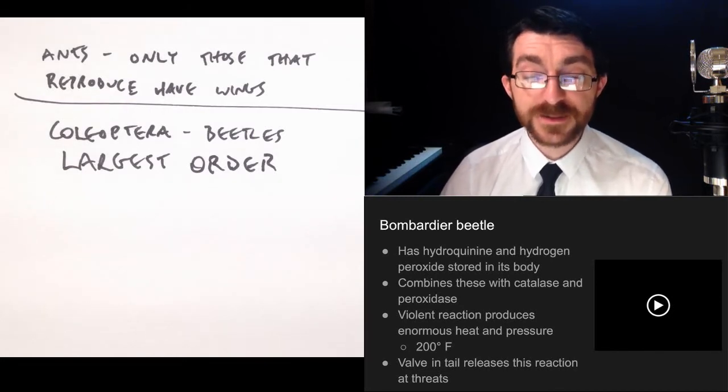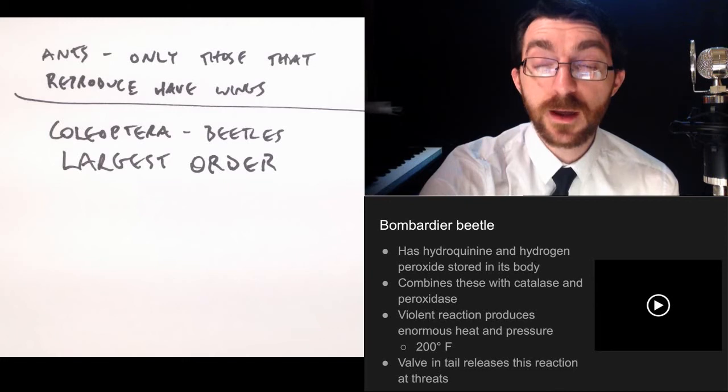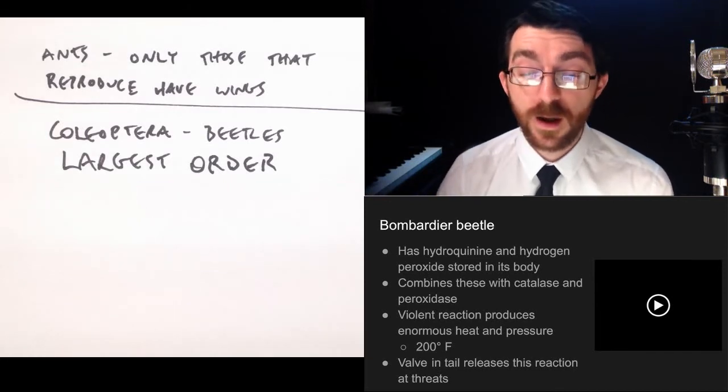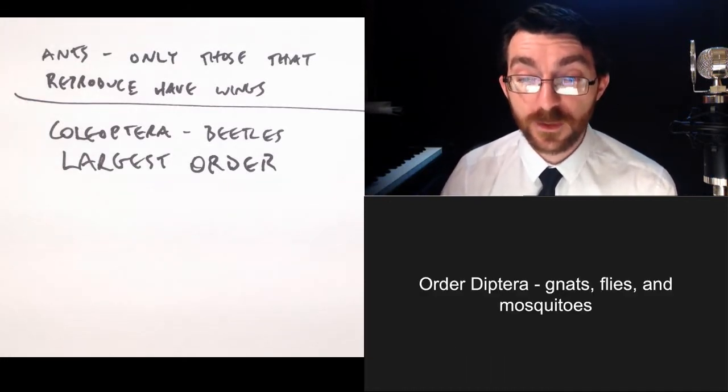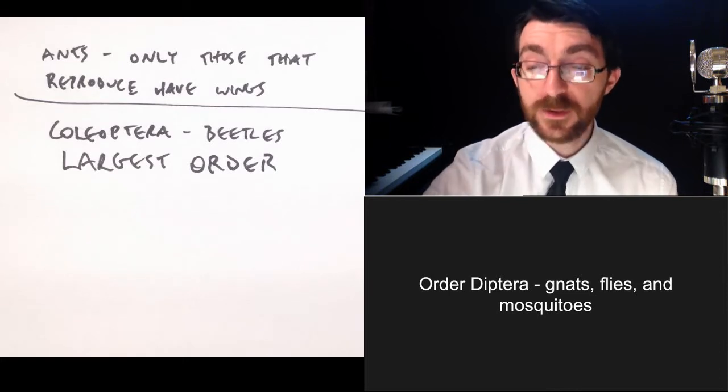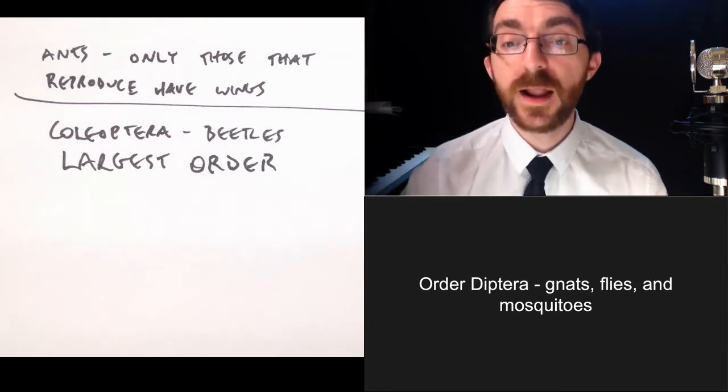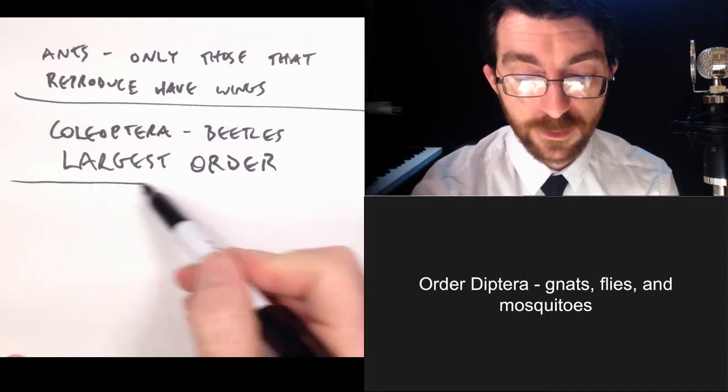And the valve in its tail releases this reaction at threats. It can even aim. This thing is nuts. Okay. Well, I didn't have a lot to say about Coleoptera, so I'm going to go ahead and stick on this same sheet for Diptera.